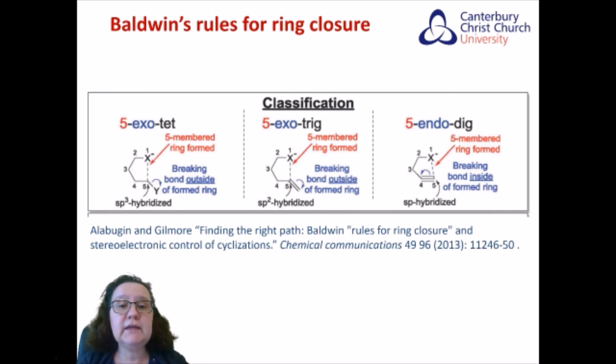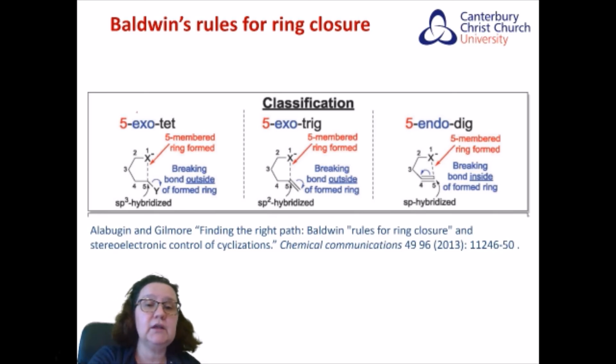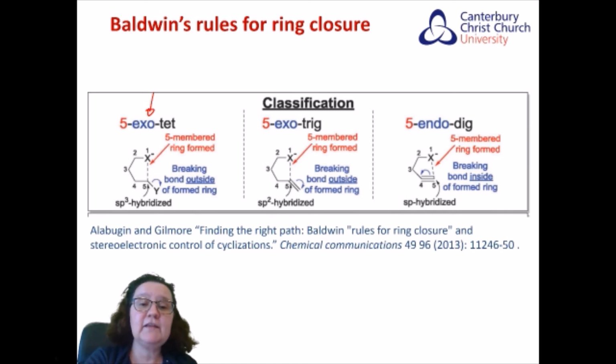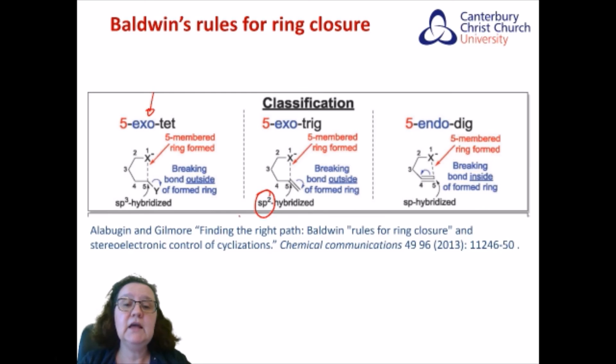So for example, here you've got three examples of reactions that result in the formation of a 5-membered ring. And this one specifically is an exo reaction, and the attack happens on an sp3 atom, so it's a 5-exo-tet reaction. The one in the middle, the attack again is an exo attack. The electron flow is outside of the final ring being formed, but the attack is on an sp2 atom, it's an alkene, so this is a 5-exo-trig reaction.